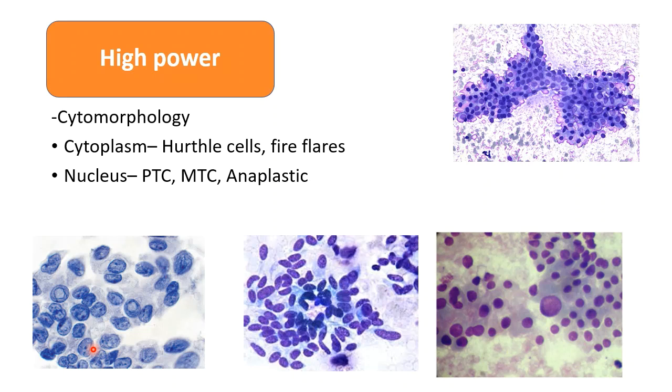When we look at the nuclei, the nuclear features of papillary thyroid carcinoma should be looked for. The nuclear features of papillary thyroid carcinoma are nuclear clearing, nuclear grooving, and intracytoplasmic nuclear inclusions. And look for nuclear overlapping and crowding. Medullary thyroid carcinoma is a carcinoma of the C cells of thyroid, does not arise from the follicular cells, and here they have neuroendocrine features with salt and pepper chromatin and granular cytoplasm.